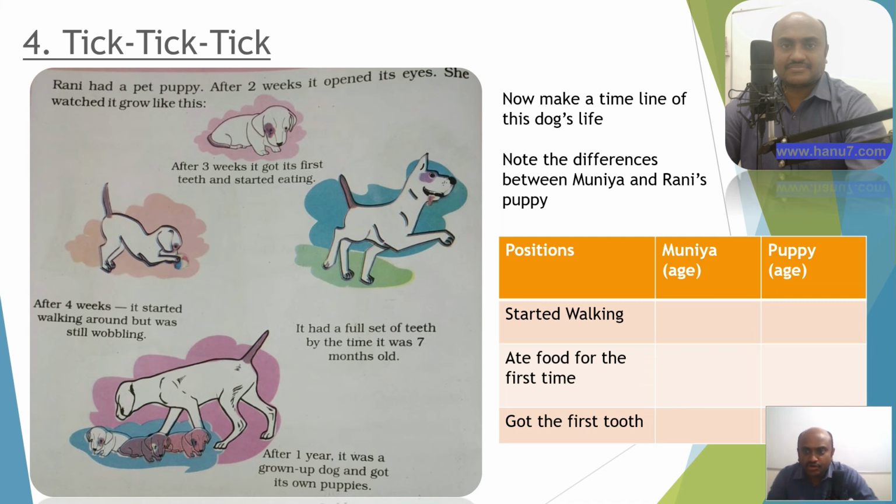Okay. So now make a timeline of this dog's life in your notebook and then note down the difference between Munia and Rani's puppy. What are the things we have to write down here? The first one is, when did Munia start walking? Munia started walking, just now we have seen, in 11 months.